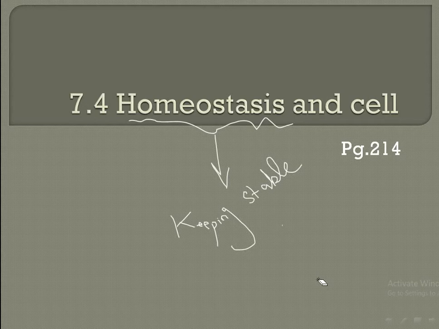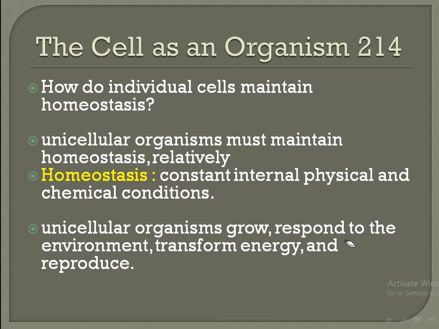That means I should make balance in my body. So how can a cell or organism make this balance? How do cells work together to maintain homeostasis? In other words, how do we keep the body's internal environment constant? How can we maintain homeostasis inside your cell, inside your body? So how do individual cells maintain homeostasis?